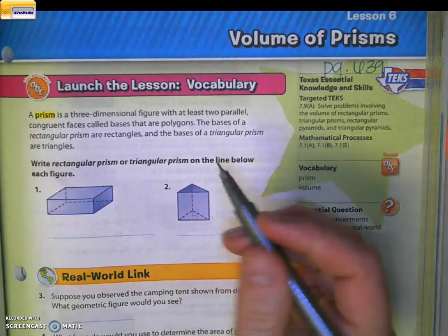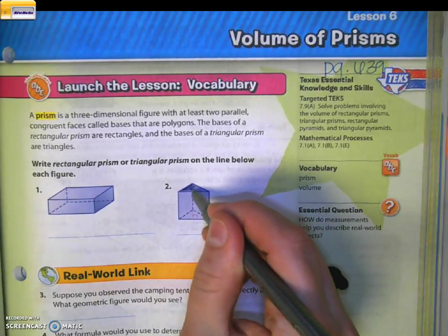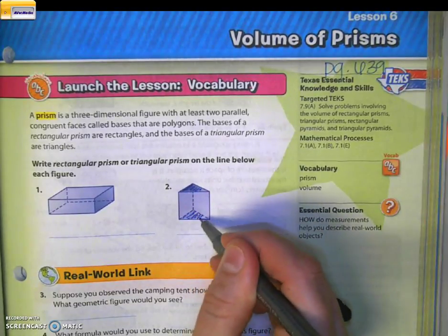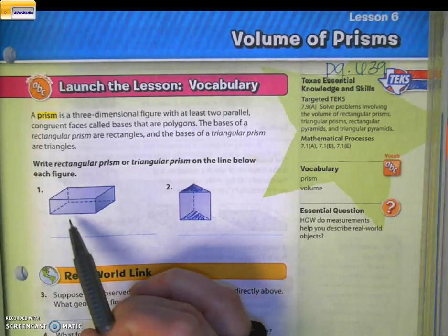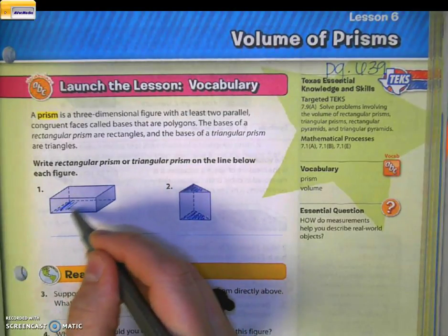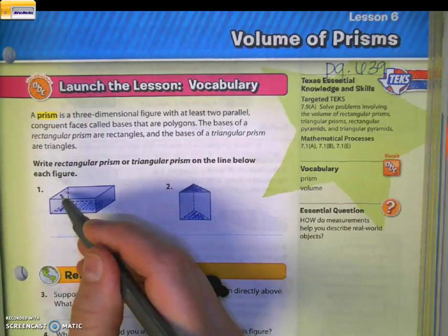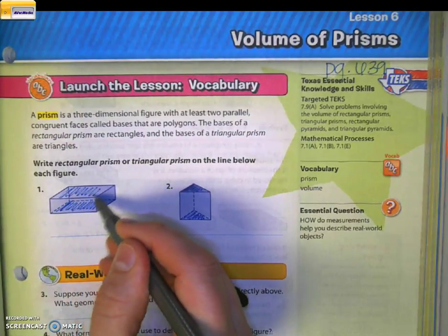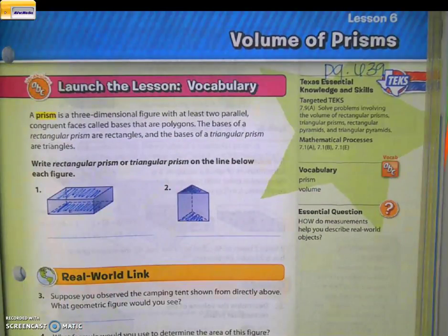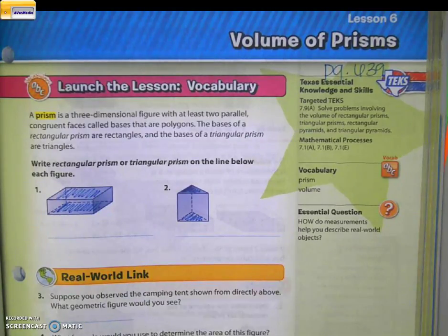So as you look right here in this triangular prism, you can see this would be a base right here, and this would be a base right here. When you look at a rectangular prism, this would be a base, and then its base that's parallel to it would be right up there. Okay, so when we look at shapes that are three-dimensional and have two parallel congruent bases, we call those prisms.